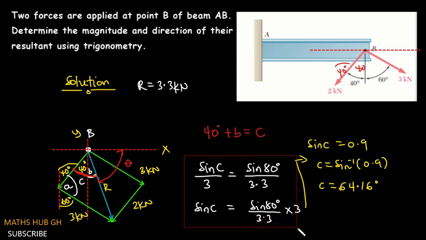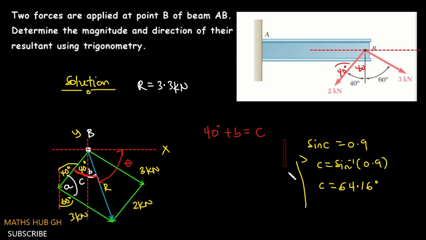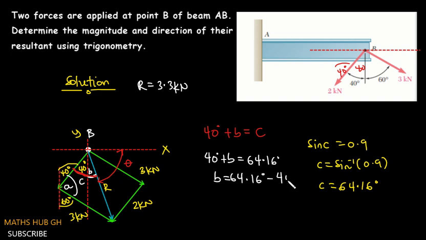So now that you know the value of angle C, we can easily find angle B. Let's go ahead and find angle B. So we're going to have 40 degrees plus angle B equal to C, which is now 64.16 degrees. So we're going to have angle B equal to 64.16 degrees minus the 40 degrees. Let's see what you're going to get for the B. So we have 64.16 minus 40. That gives us a value of 24.16 degrees.